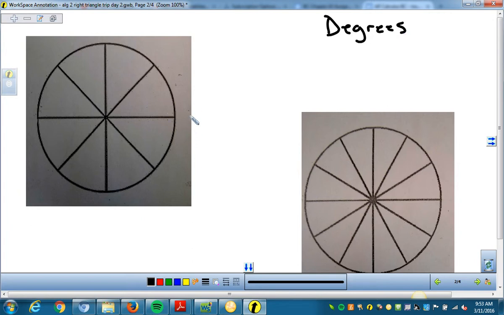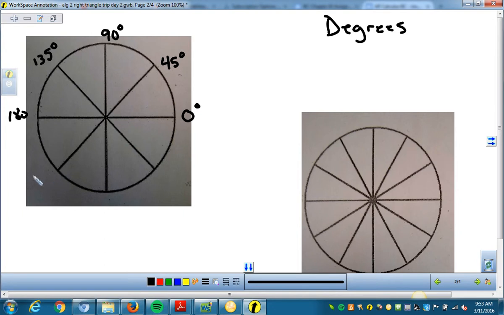So we're going to label the important degrees. Now, if I take my circle and I put the coordinate axes through here, and then I take each of those quadrants and cut them in half, what's the measure of this angle right here? 45 degrees. So we're going to start with 0 degrees here, and we're going to have 45 degrees here. What's this one going to be? 90 degrees. 45 degrees more would put us at what? 135, then 180.